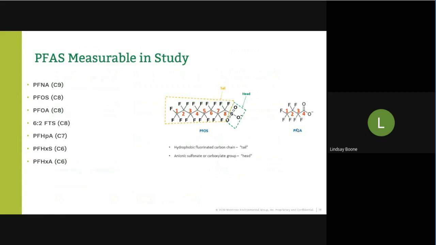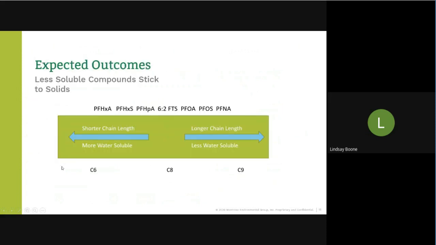It was just what PFAS were present in a high enough concentration to get some statistical data out of them. And on this side of the screen, you can see the compounds that were present in the sample, and in parentheses, that's the chain length. So we would expect the PFNA, which is a C9, to be less water soluble than the PFHxA, or C6. So again, we were thinking that the less soluble compounds might stick to the solids, and these were our expected outcomes.